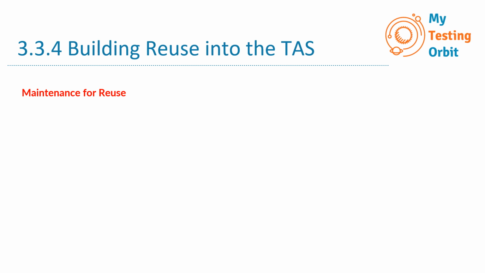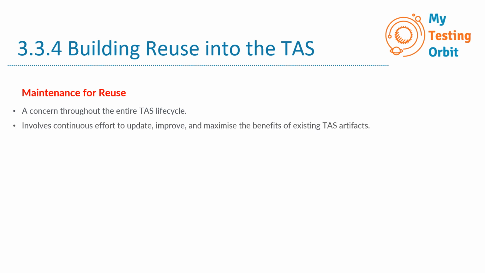Next, we have maintenance for reuse, a concern throughout the entire TAS lifecycle. Okay, so maintenance for reuse is an ongoing consideration that spans the entire life cycle of the test automation solution. It encompasses the need to continuously update, improve, and maximize the benefits of existing TAS artifacts. The next point is involves continuous effort to update, improve, and maximize the benefits of existing TAS artifacts.